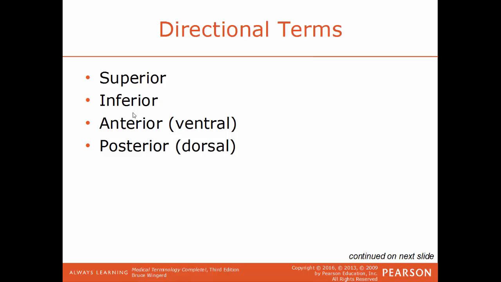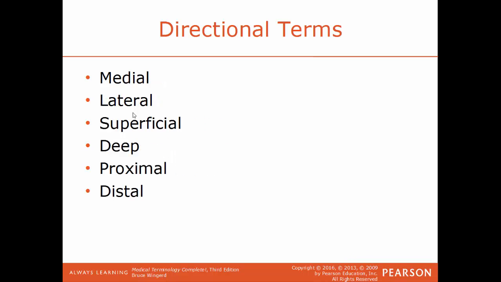Here are those word roots with the most common suffix ending you'll find with them. Superior, inferior, anterior or ventral. Those reference the same direction, toward the front. Posterior or dorsal, those are also interchangeable terms. They mean the same thing, toward the back. Medial, toward the middle. Lateral, toward the side. Superficial, closer to the surface. Deep, more internal. So a superficial cut is not that big a deal. A deep cut is a big deal because it's getting more internal into the body. Proximal and distal. Proximal means close by.